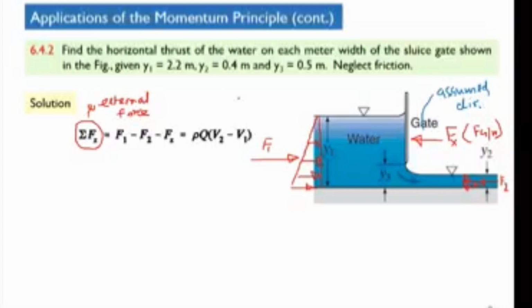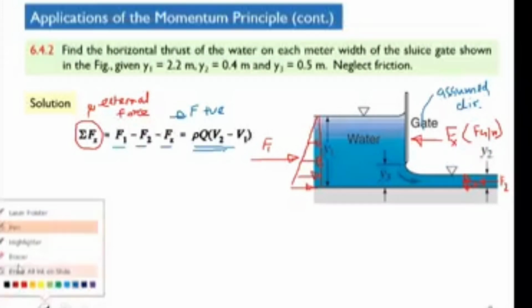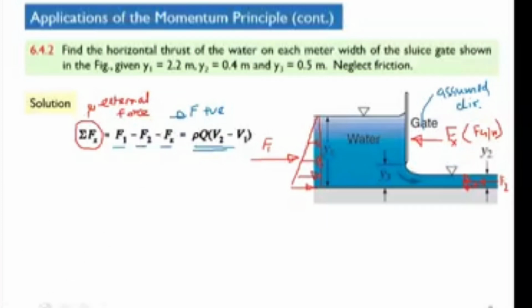This is the assumed direction. Let's say that in this direction the forces are positive. So we write down F1 minus F2 minus Fx is equal to the rate of change of momentum. This is the momentum equation. Clear? Summation of forces is equal to the rate of change of momentum. Remember, these are the external forces.